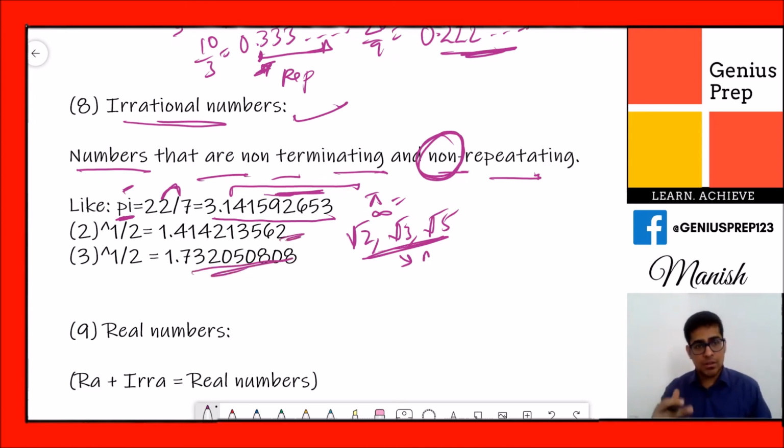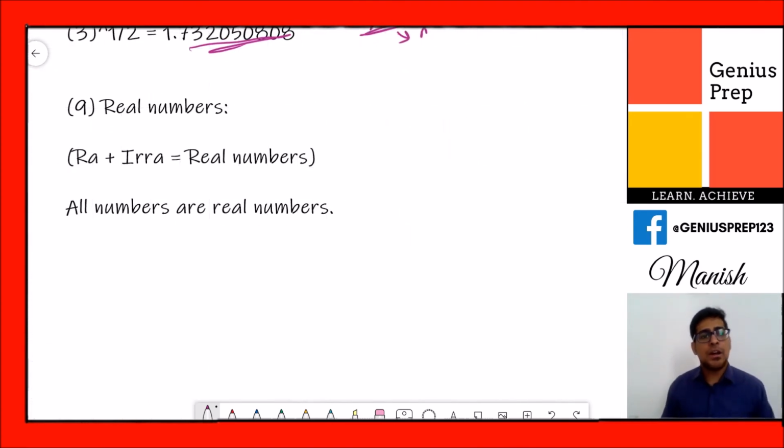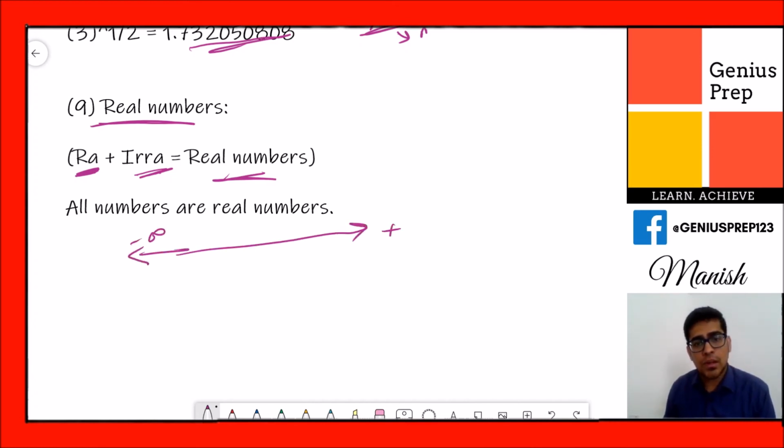I hope you understand the difference between rational numbers and irrational numbers. Now the last is real numbers. What are the real numbers? The simple way to learn about real numbers: all the numbers which include rational numbers and irrational numbers are called real numbers. That's it. Real numbers include everything, from minus infinity to plus infinity. All the numbers, whether integers or composite, everything comes under the real numbers.